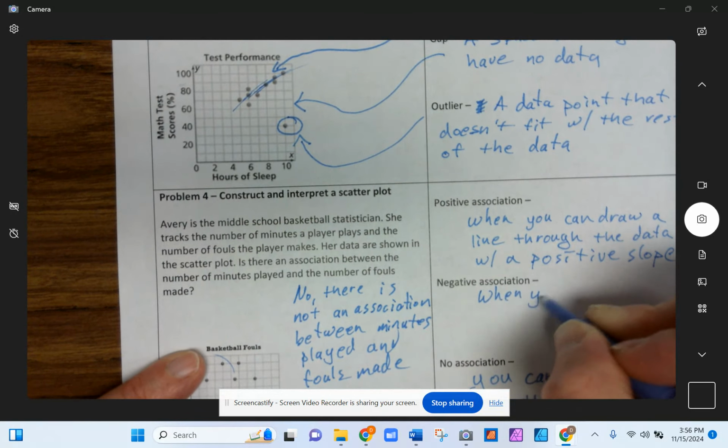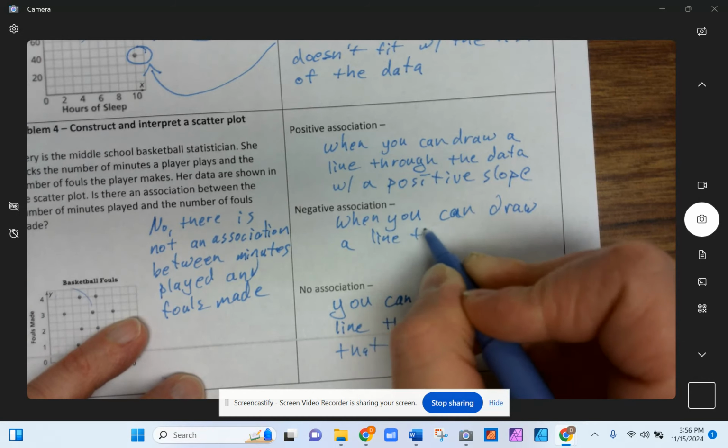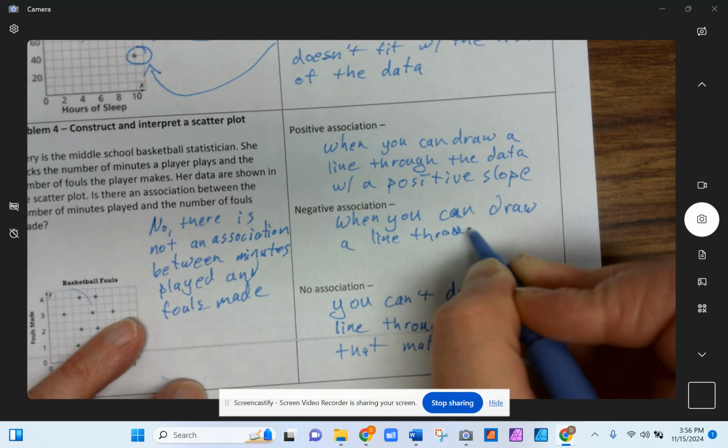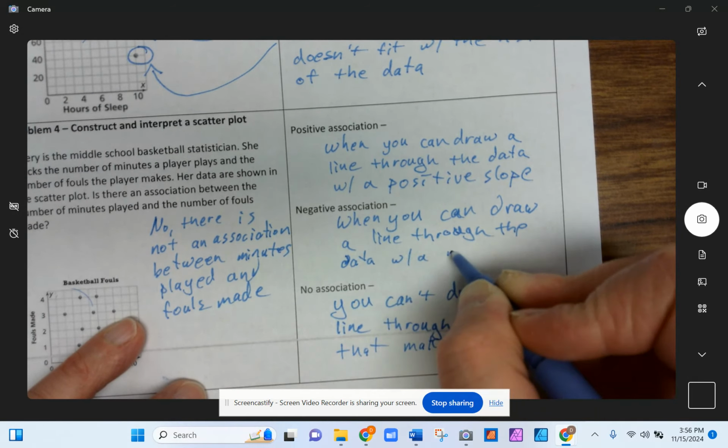When you can draw a line through the data with a negative slope.